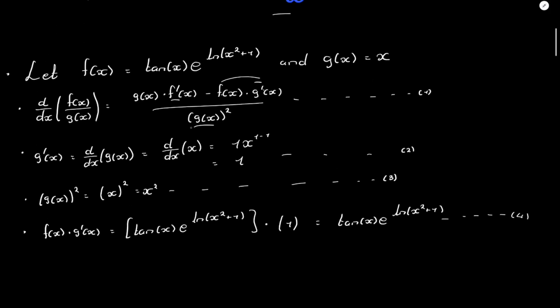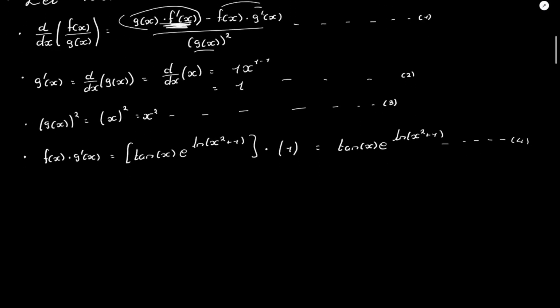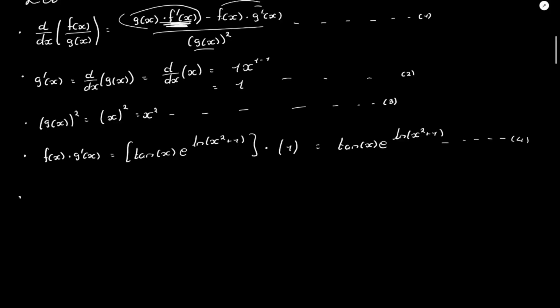So if you notice, we have already calculated our first term and our second term. All that remains for us is this term. But in order to calculate this term, we first need to calculate f prime of x. So let's work it out. Let's calculate f prime of x. So first of all, let's recall what f of x is. f of x is the function tan x e to the ln of x squared plus 1.